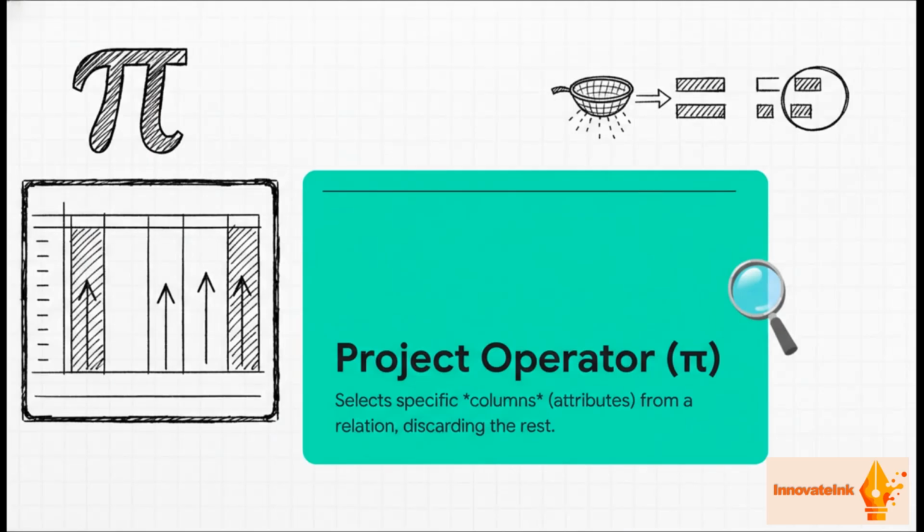But what if we don't need all of that information for each employee? That brings us to our next ingredient, the project operator, or pi. And this is the perfect counterpart to select. While select picks rows, project picks columns. It lets you slice your data vertically, keeping only the attributes you actually care about.